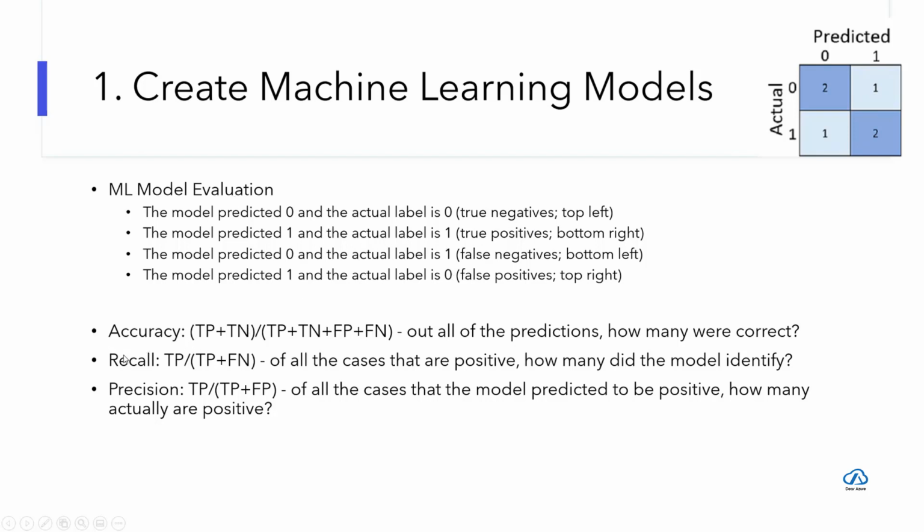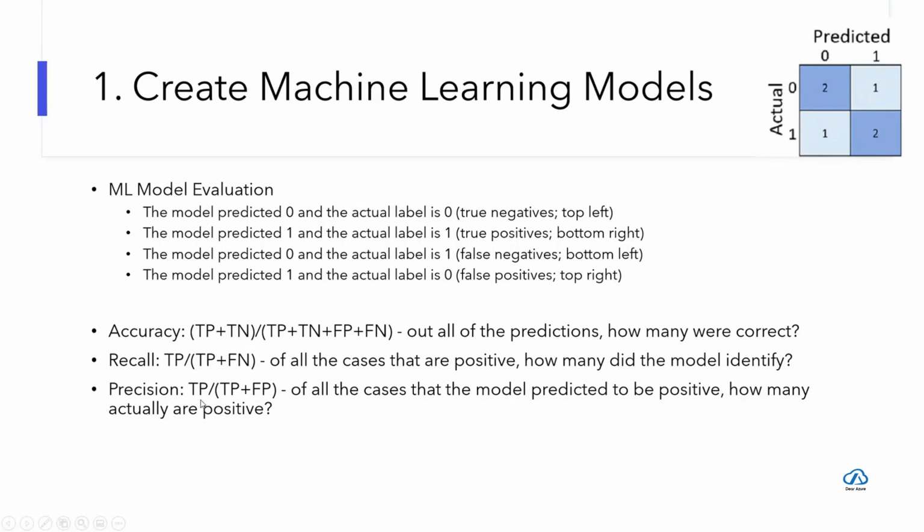You will also get some questions regarding accuracy, recall, and precision. When you add true positive and true negative and divide by all of them, true positive, true negative, false positive, and false negative, you get the accuracy, which is how many predictions were actually correct. For recall, you take the true positive and divide it by true positive plus false negative, which is all the cases that are positive. So how many did the model identify correctly?